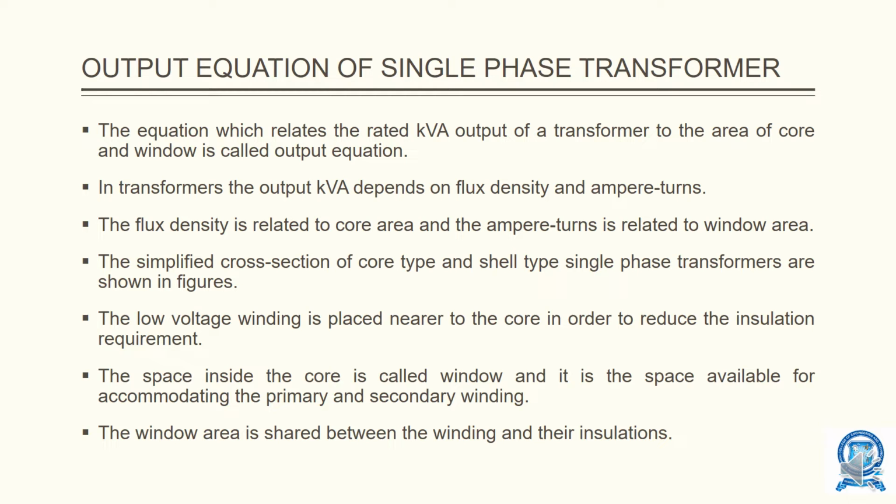The simplified cross-sectional views of core type and shell type single-phase transformers are shown in the foregoing slide, and the low voltage winding is placed near the core in order to reduce the insulation requirement. The space inside the core is called the window, and it's the space available for accommodating the primary and secondary winding. The window area is shared between the winding and their insulation. So now let us see how the cross-sectional view for core type and shell type for a single phase transformer will be.